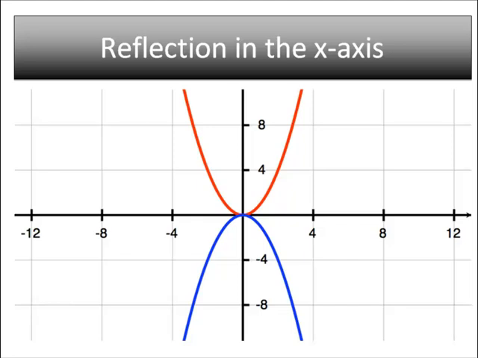So here we can see them together. So this is the curve y is equal to x squared, and this is the curve y is equal to minus x squared. So they're a reflection of each other in the x-axis.